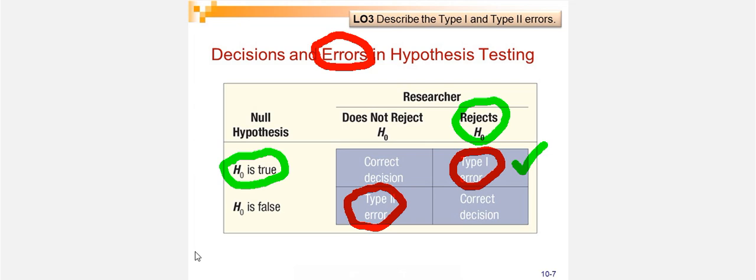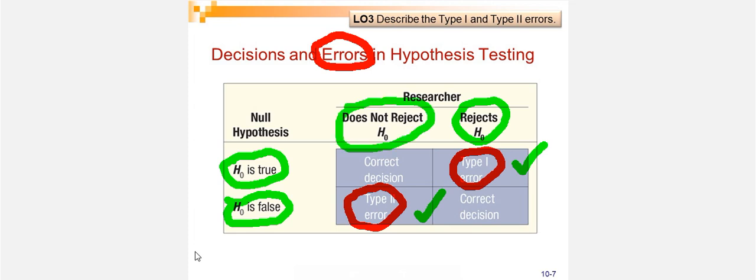Okay. And how about the type 2 error? Type 2 error happens when H0 is false, but we accept it. We do not reject the H0. Usually H0 is false. So this one they call type 2 error. So we have type 1 error and type 2 error.